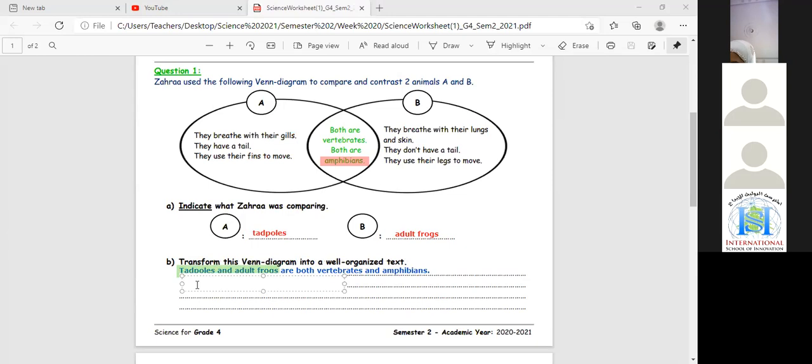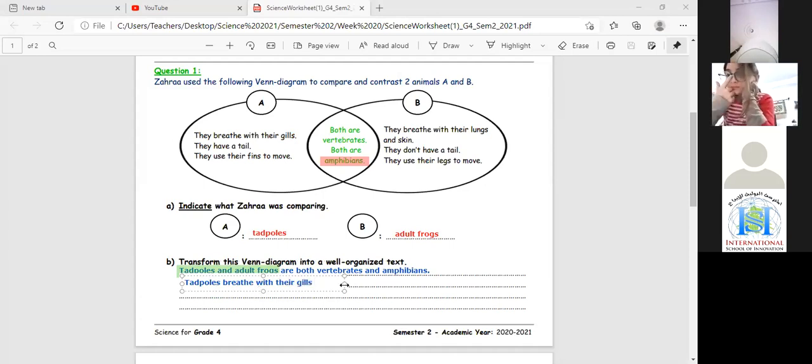Then, tadpoles breathe with their gills. Tadpoles have a tail. No, wait. We should read in parallel. So, tadpoles breathe with their gills while adult frogs breathe with their lungs and skin. Excellent.